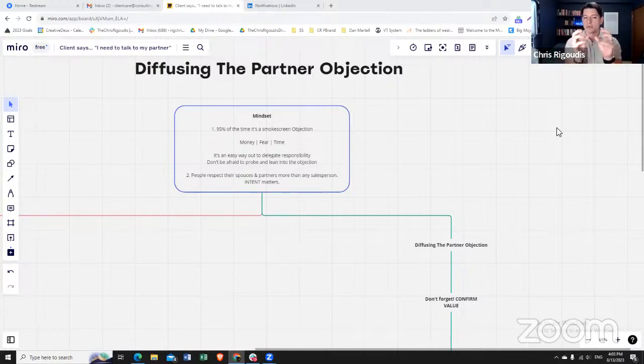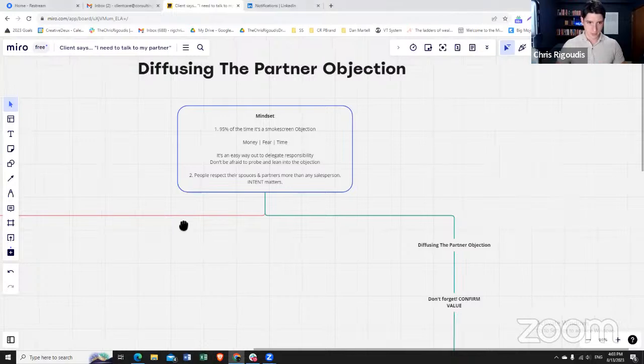Always remember, people respect their spouses and their partners more than any salesperson. So the intent that we bring to the call always matters. We have to show them with the right language, with the right tonality, with how we handle the conversation and the objection, that we're on their side of the table, we're on their team.